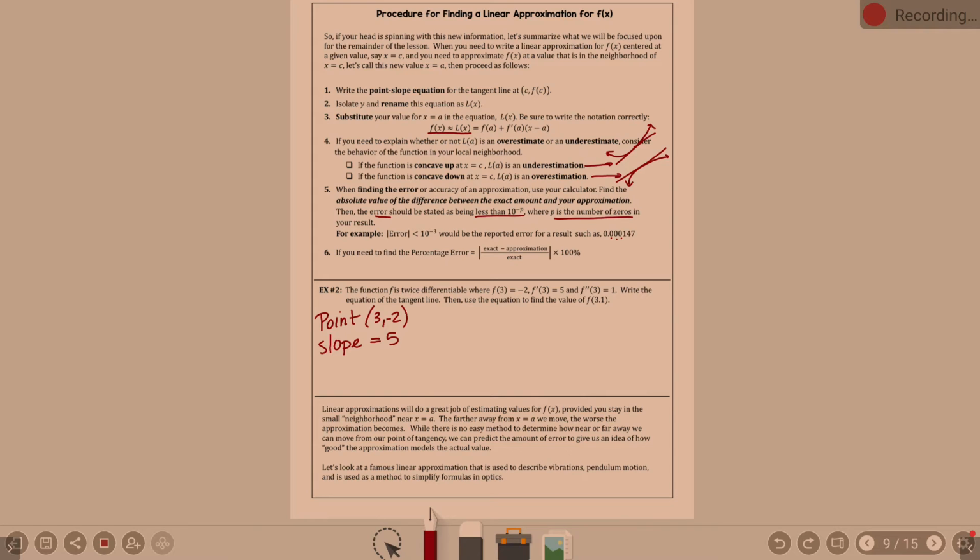But that's just telling me that a positive second derivative is going to be concave up. If your first derivative is positive, it means my graph is increasing because I have an increasing slope. If my first derivative is negative, my graph is decreasing because I have a decreasing slope. If my second derivative is positive, that means concave up. If my second derivative is negative, that means concave down.